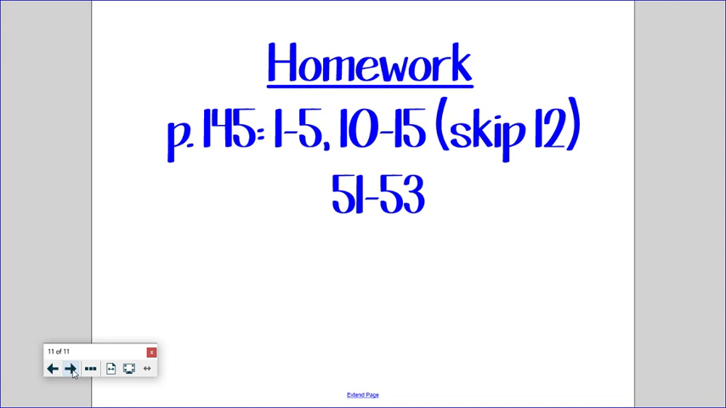All right, your assignment then is on page 145, 1 through 5. You're doing 10 through 15. Make sure to skip number 12, and then 51 through 53.